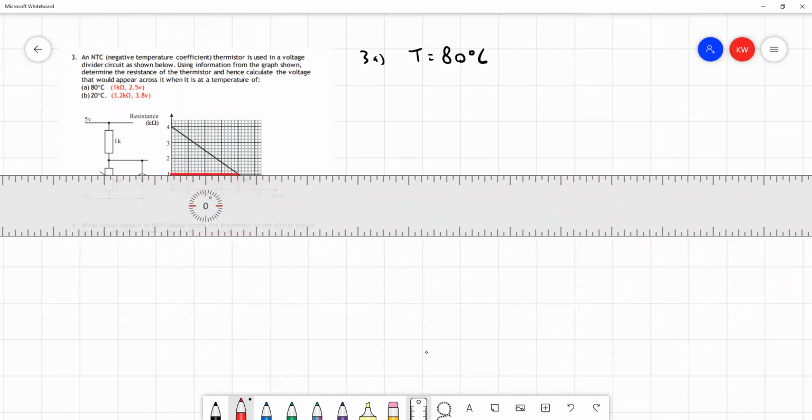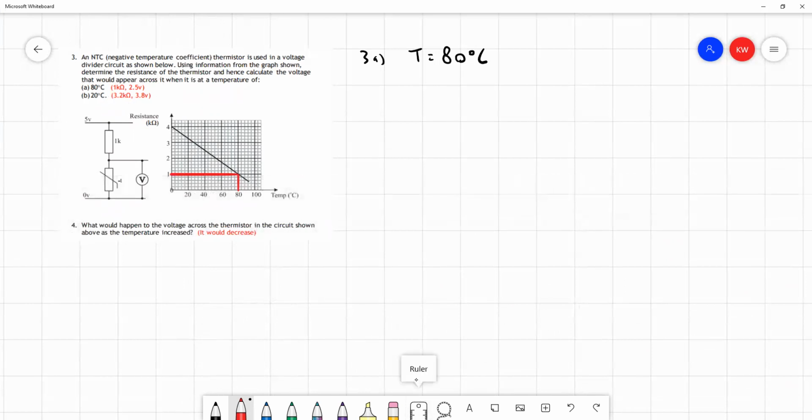Equally, if you've been told with a graph what temperature a particular resistance occurs at, you would read off the graph looking from the vertical axis to our slope and then down to temperature. So we can indeed see there's 1 kilo ohm. The resistance read from the graph is equal to 1 kilo ohm, or 1000 ohms. So now we have that.